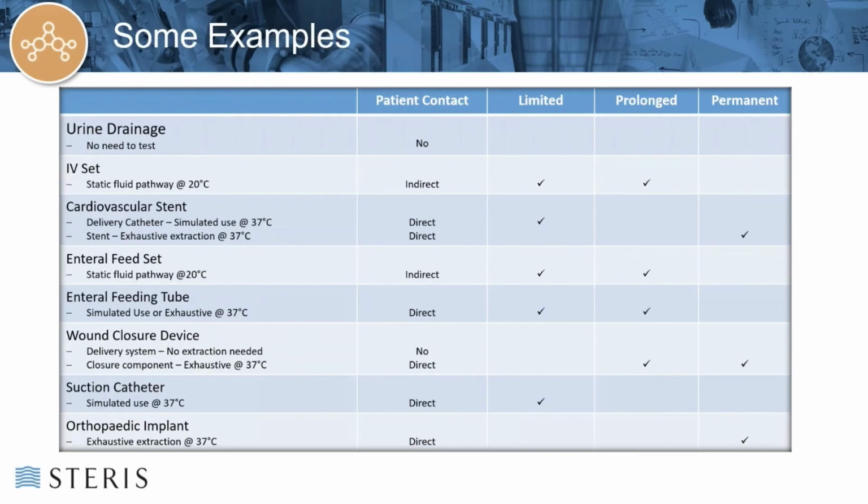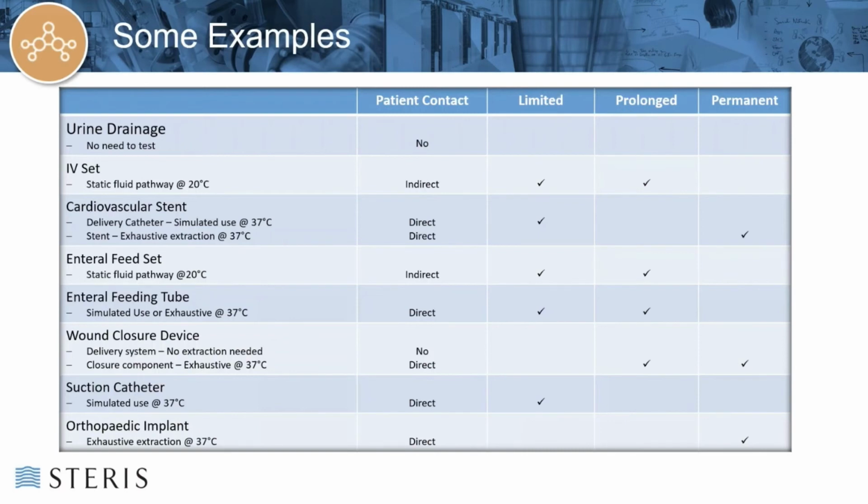In this table, we have some examples of how certain devices may be evaluated. Urine drainage bags do not need to be tested, as they are used solely for drainage and do not have direct or indirect contact with the patient. An IV set, however, would have indirect patient contact, as the contents of the IV would contact the patient and may be in contact for greater than 24 hours. The IV set would typically be utilized at room temperature and would be extracted similarly for residues.